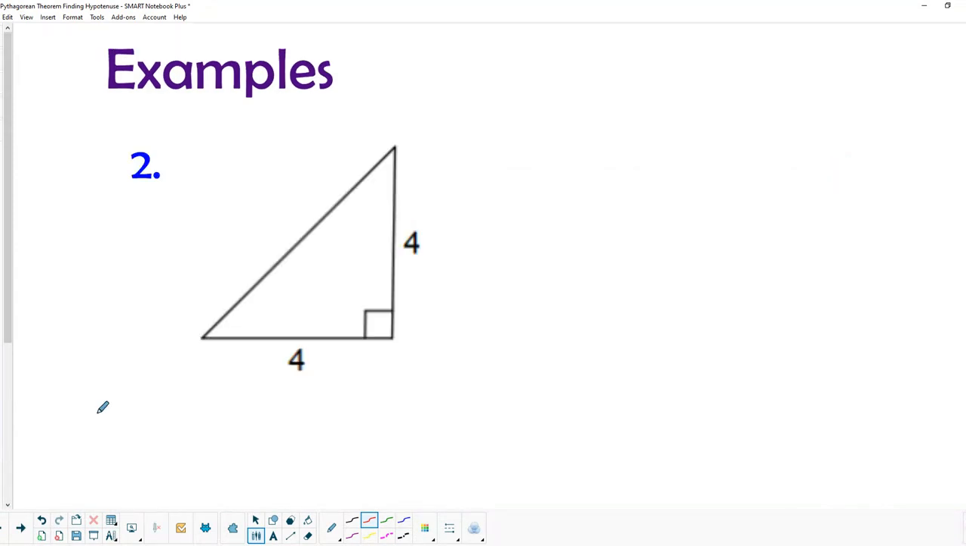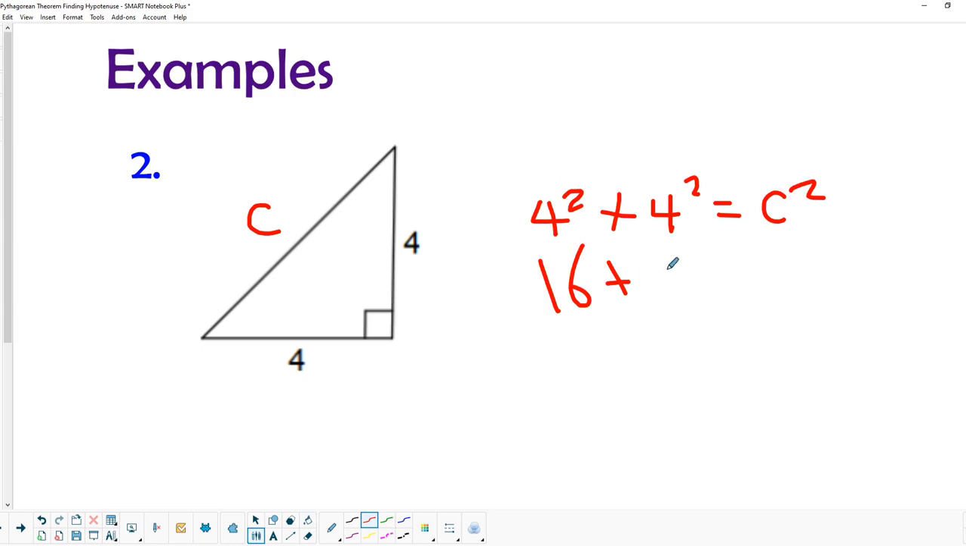All right, how about this one? We've got a squared, which in this case a and b are both the same number, so 4 squared plus 4 squared equals c squared. Also 4 squared is 16, the other 4 squared is 16, and all of that equals c squared.